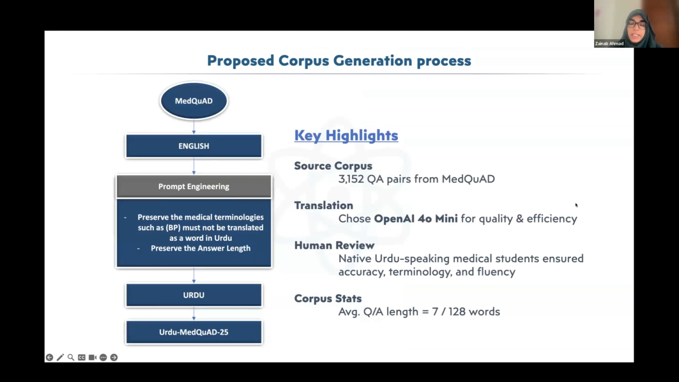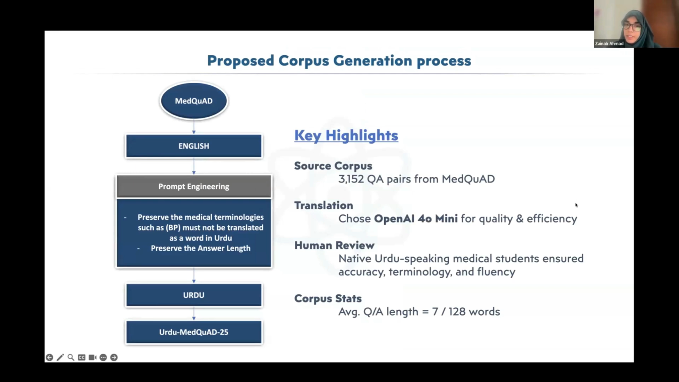Let's see some key highlights. As a source corpus, we have selected a subset of MedQuAD dataset, which is of 3,152 QA pairs. And for translation, as I mentioned, we have used OpenAI 4o Mini. Well, why OpenAI 4o Mini? Because of its cost effectiveness and quality.